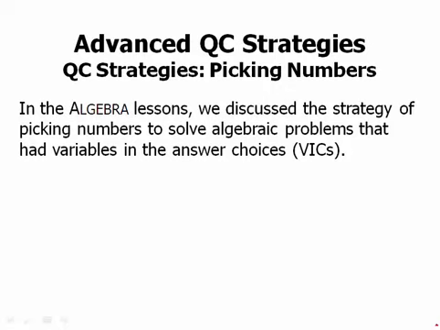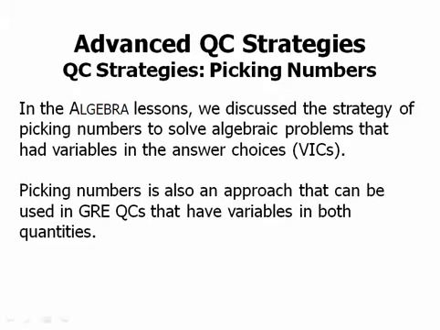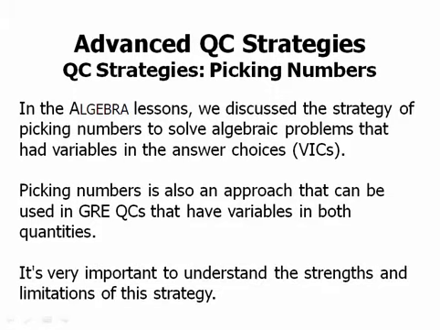So I'll assume here that you've seen those lessons. If you haven't seen them, it would really be helpful to watch those lessons and understand that logic before approaching this lesson. This lesson kind of depends on your understanding the logic from those lessons. So having said that, now we're going to talk about quantitative comparisons and picking numbers. And of course, picking numbers is an approach that we can use in the QCs, especially quantitative comparisons that have variables involved, maybe variables in both answer choices or comparing a variable to a number with some kind of algebraic expression, that kind of thing. It's very important to understand the strengths and limitations of this strategy.